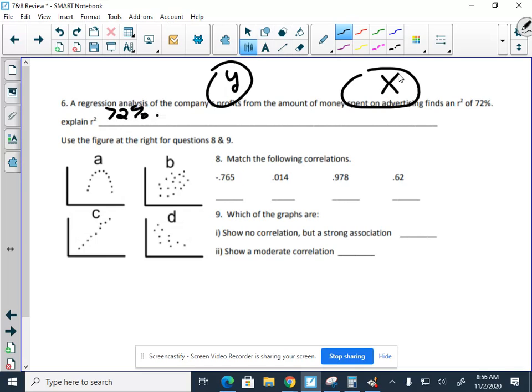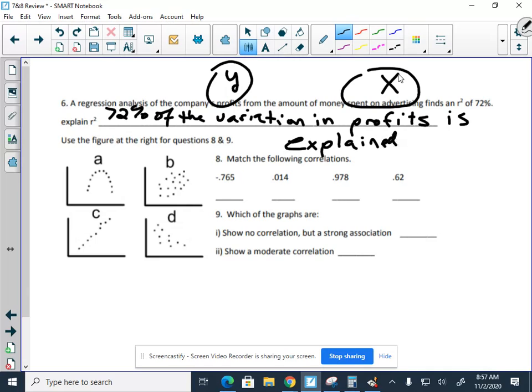So R squared, 72% of the variation in Y is explained by X. Amount spent to advertise. Okay, so that's something you have to memorize, how to do R squared. The variation in Y that is explained by X. Pretty straightforward, but if you don't know how to do that.